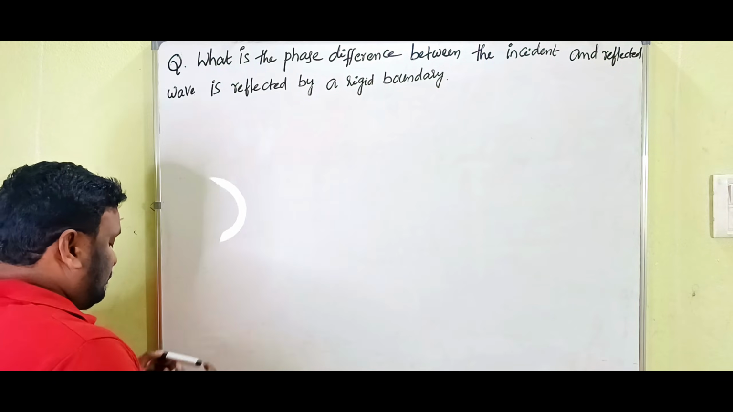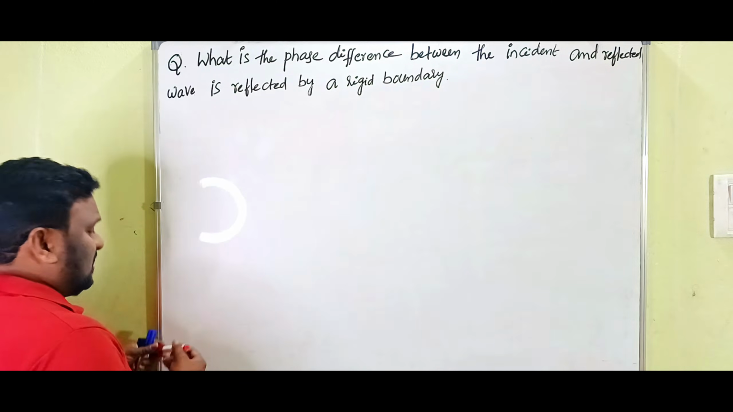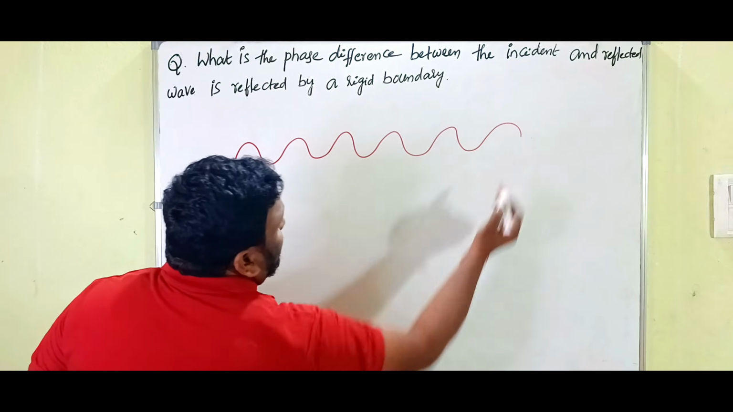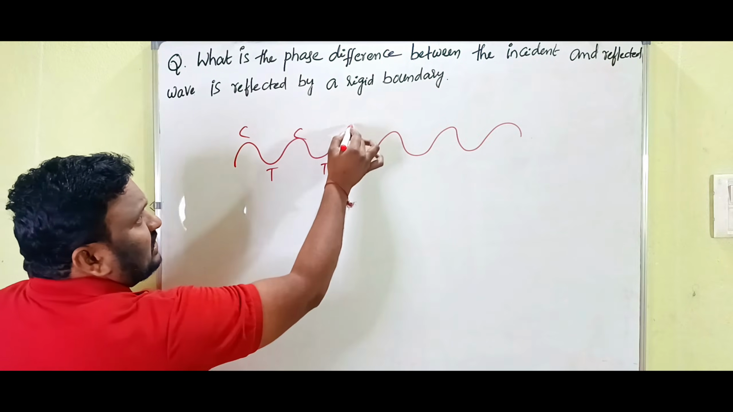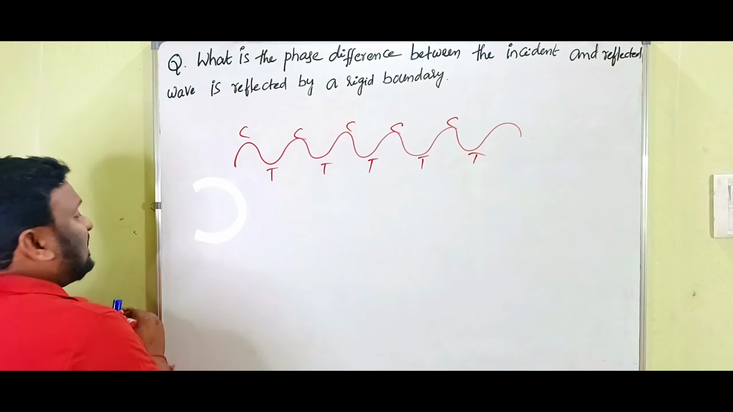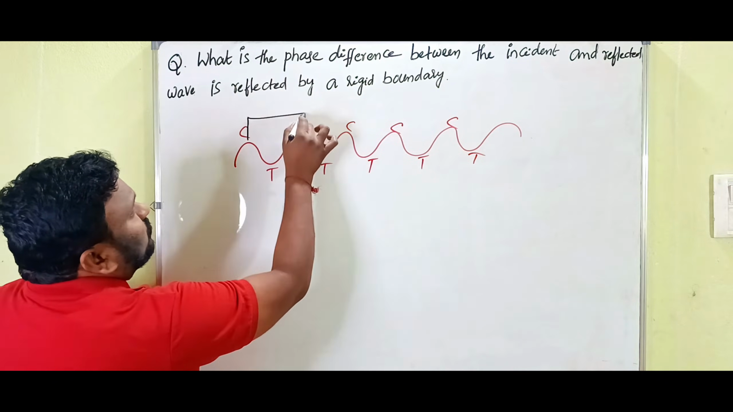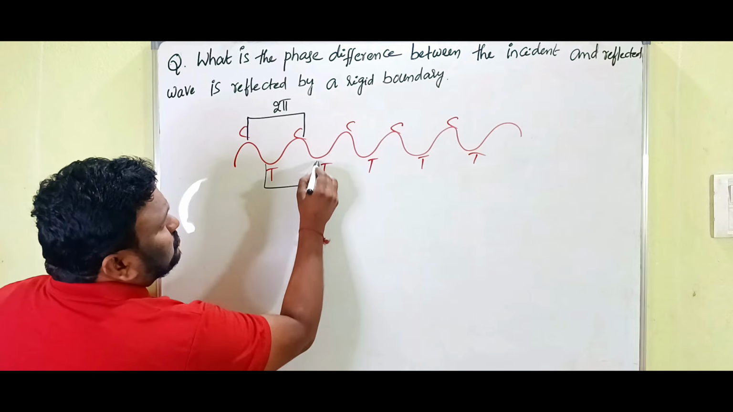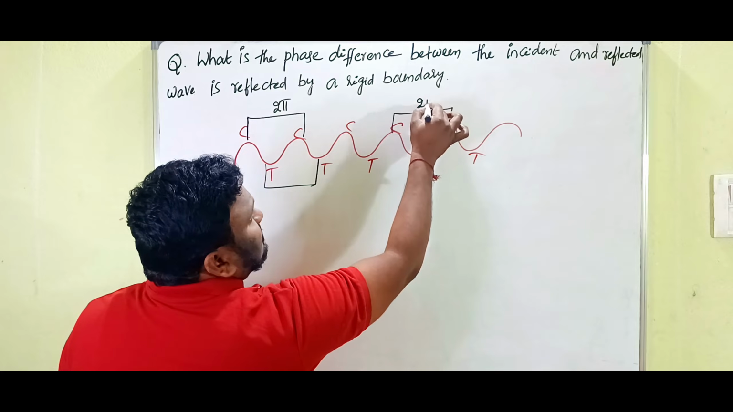So children, here the first thing we have to know: you can take any wave, longitudinal wave or transverse wave. For example, it is a transverse wave. It is crest, trough, crest, trough, again crest, trough, crest, trough. So you can take any two successive crests or troughs. They have a phase difference of 2 pi radians. You can take any successive ones. Here also it is 2 pi radians.